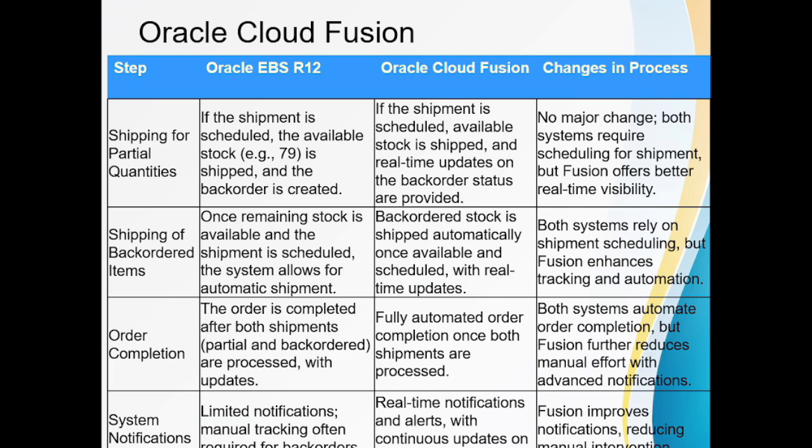Order completion: the order is completed for both shipments. Both systems automate the order completion, but Fusion further reduces the manual effort to advance the process. Yes, notification in Fusion is really good. Improved notifications reduce manual intervention. Alerts and notifications are very good in Oracle Cloud Fusion. That is the minimal changes in Oracle Fusion.